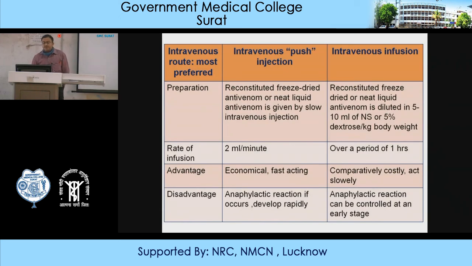Preparation: reconstituted freeze-dried antivenom or neat liquid antivenom is given by slow IV injection, while in a solution means infusion, diluted in 5 to 10 ml of NS or 5% dextrose. Rate of infusion 2 ml per minute over a period of 1 hour. Advantage: economical, fast acting; comparatively costly, acts slowly. Disadvantage: anaphylactic reaction, if it occurs, develops rapidly. Anaphylactic reaction, if it occurs, can be controlled in an IV infusion.